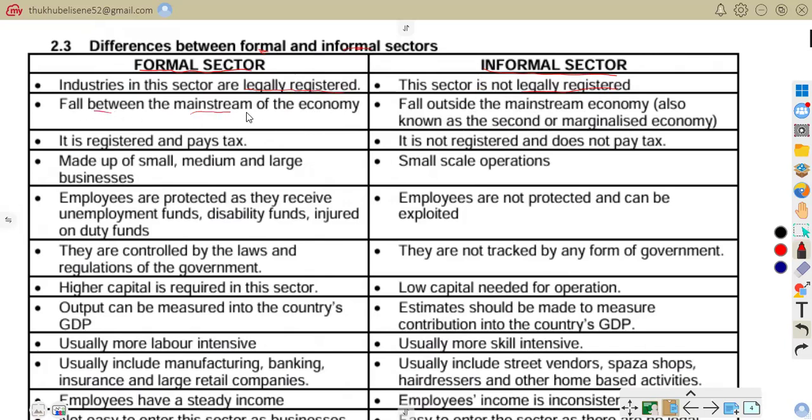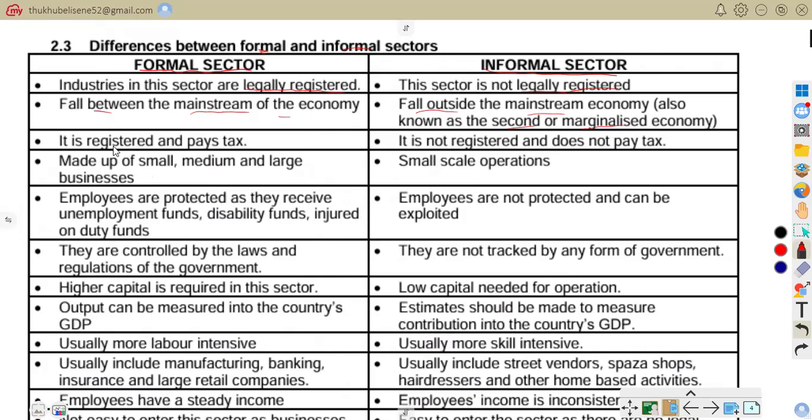The formal sector is the mainstream of the economy. The informal falls outside the mainstream of the economy, also known as the second or marginalized economy. For example, a bank, which is formal sector, versus a roadside stall, which is informal sector.